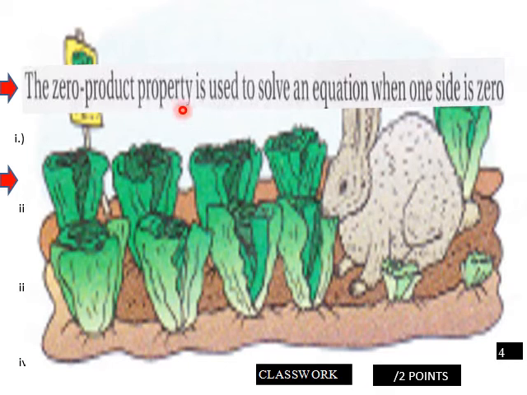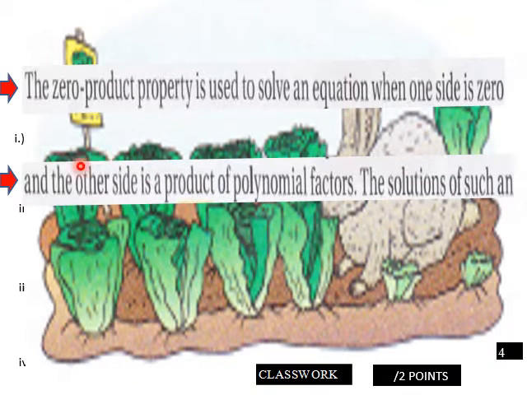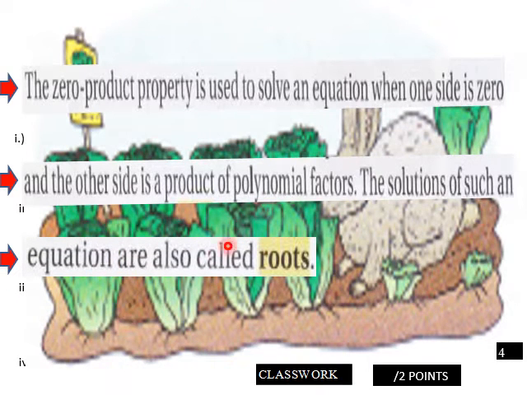The zero product property is used to solve an equation when one side is 0 and the other side is a product of polynomial factors. This is classwork, page 4. The solutions of such an equation are called the roots, and this is where you have x-intercepts. That is usually what your roots are, where your curve crosses the x-axis.